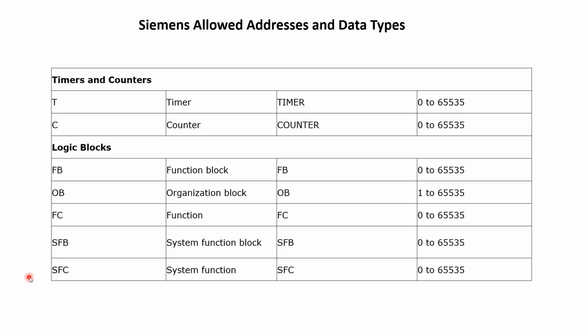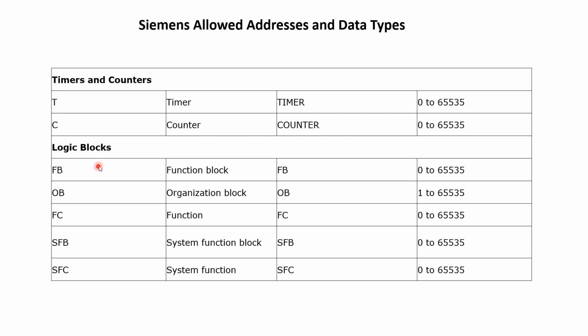Timers and counters. Okay. We all know what a timer is and what a counter is. So if you want to address a timer, say timer 0, timer 1, you will use T, and then the description is a timer, the data type is time, and this is the range. Counter, again, counter 0, counter 1, and then the data type is counter.